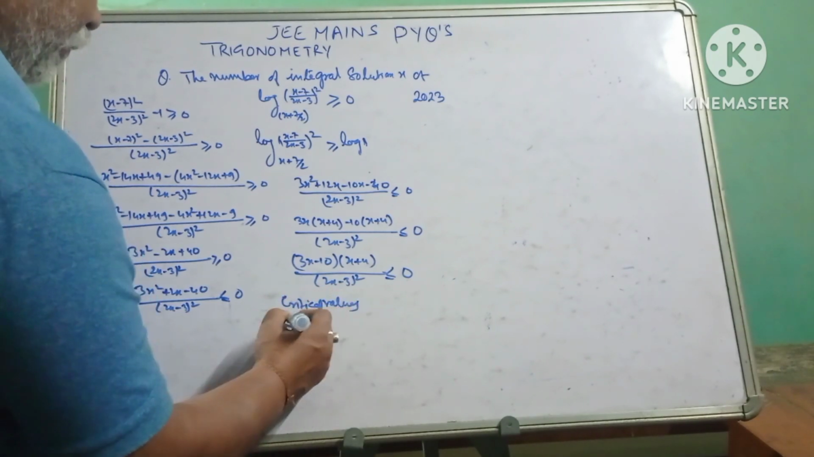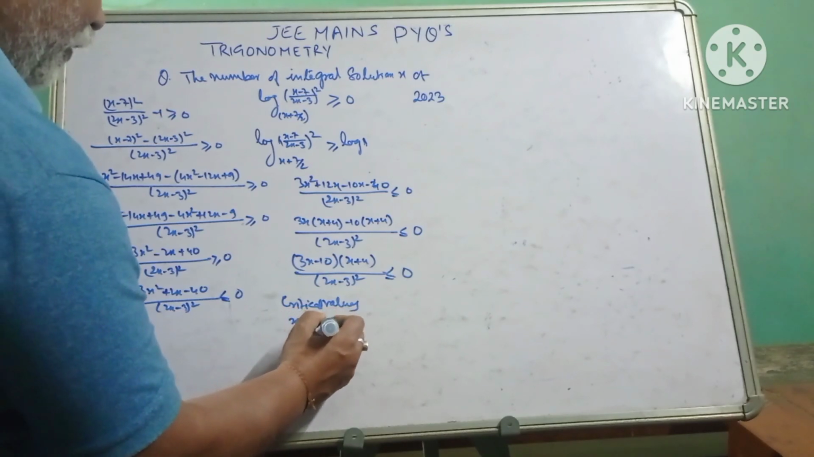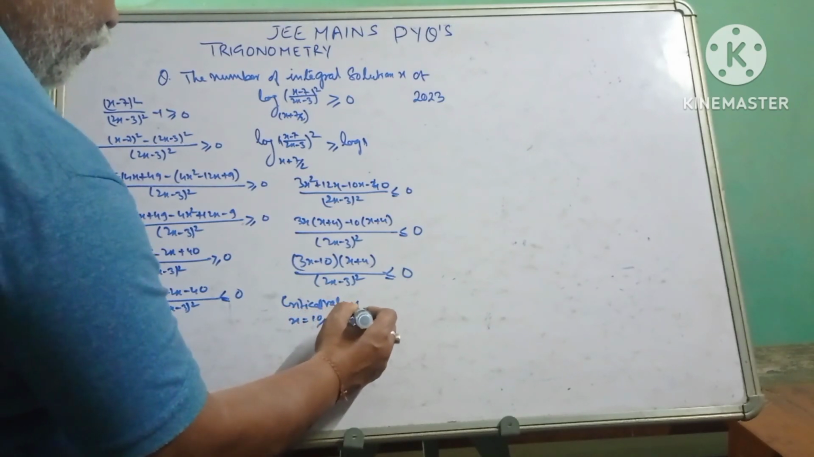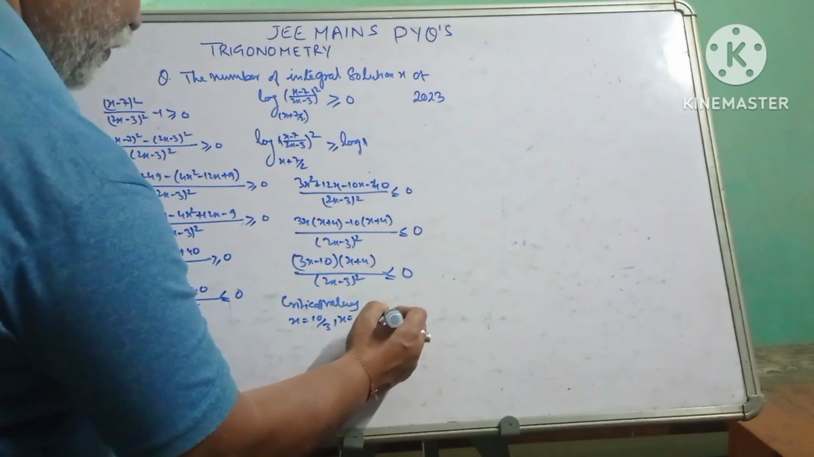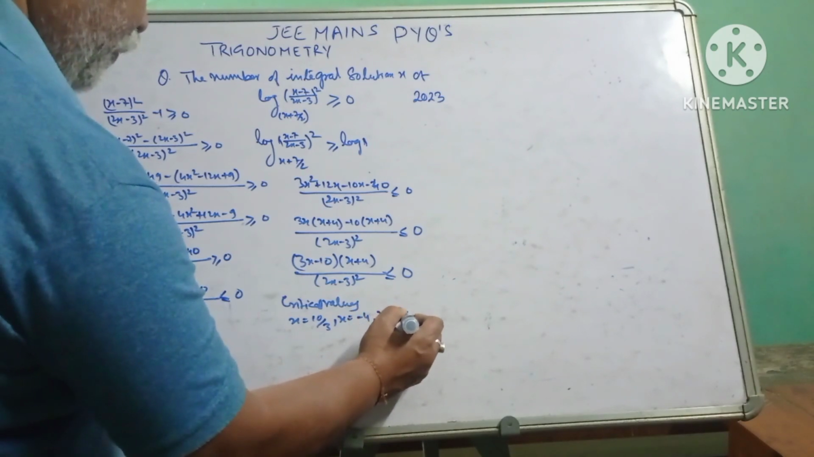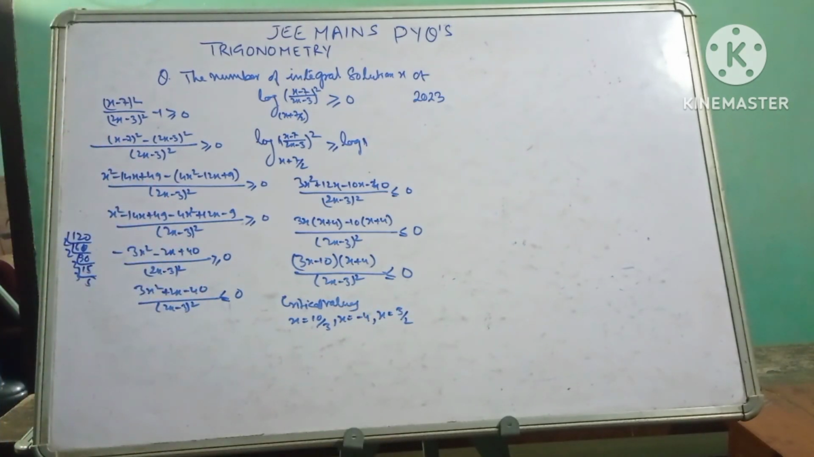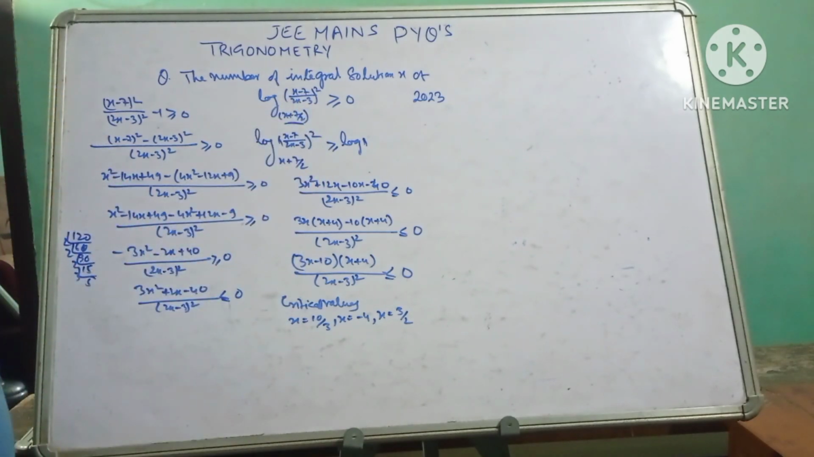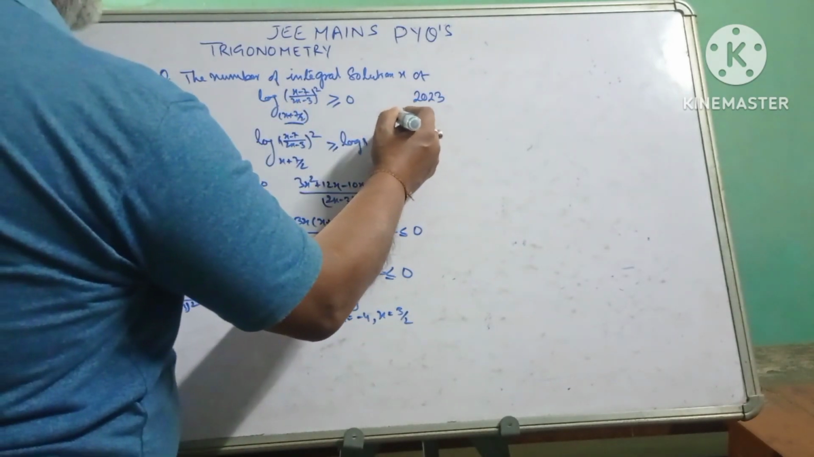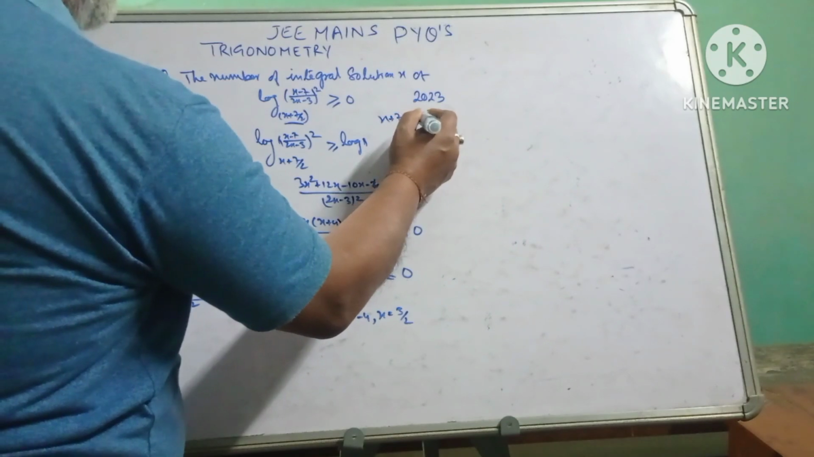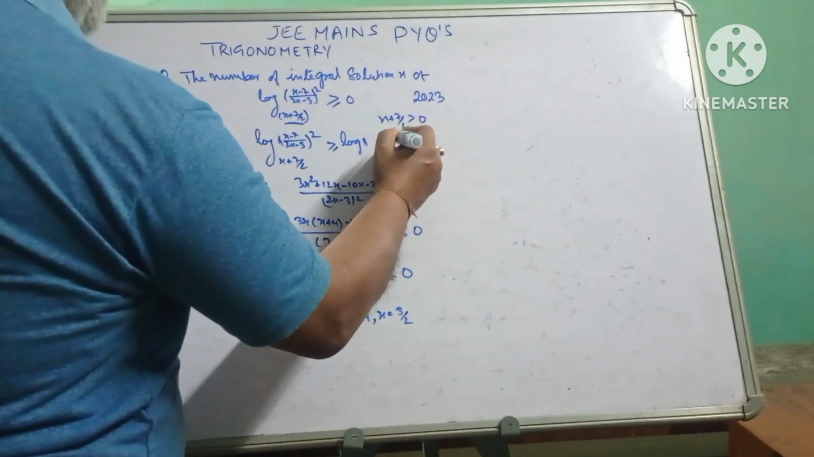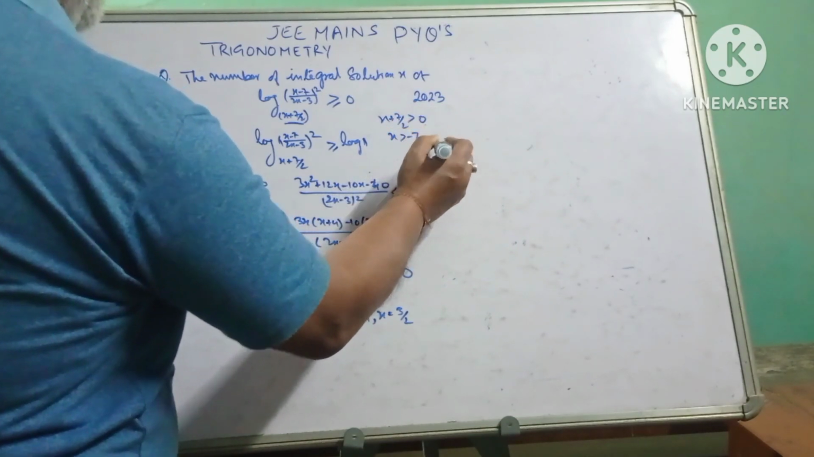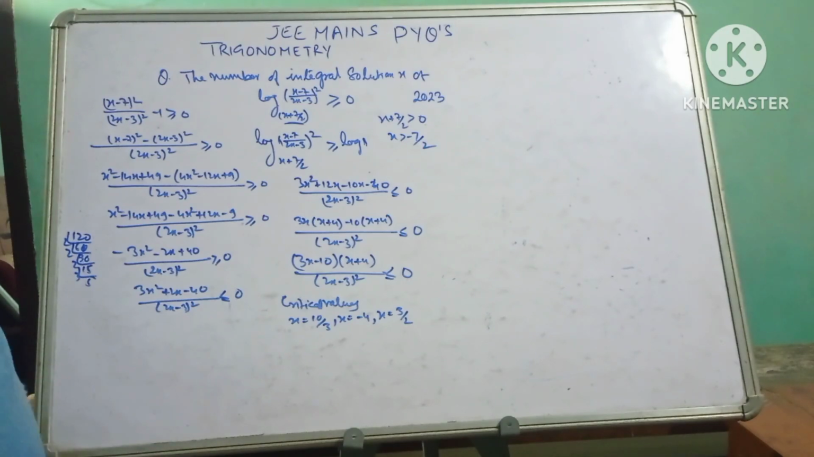So here you are going to get the critical values: x is equal to 10 by 3, x is equal to minus 4, x is equal to 3 by 2. So these are the critical values you are going to get, and one more critical value you are going to get from here, because you know that the base can never be negative. So this must be x plus 7 by 2 greater than 0. So x is greater than minus 7 by 2. So these are your critical values.